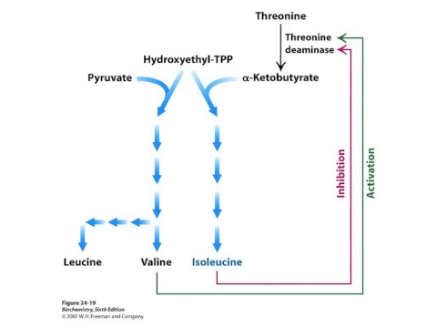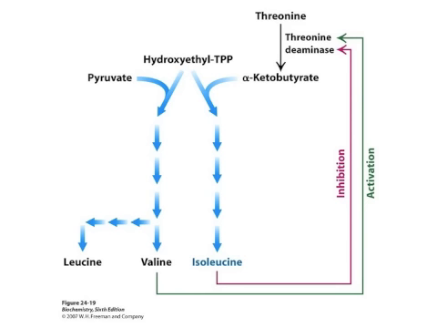Let's start with hydroxyethyl TPP. This is going to be used in a split pathway. On the left-hand side, we see that pyruvate feeds in to make valine and leucine, whereas on the right-hand side, alpha-ketobutyrate feeds in to make isoleucine. Now, if a lot of isoleucine is being produced, this means that the right-hand side of the pathway is being used a lot.